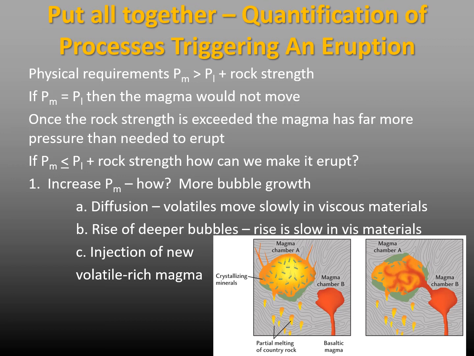What I have listed for B here is rise of deeper bubbles. So let's say you have lots of bubbles sort of evenly distributed in your magma. Over time, those bubbles are going to want to rise to the top of the magma chamber. Once they do that, the top of the magma chamber is hogging all the bubbles, and it becomes very low in density, and that will increase the pressure to move it upward. It increases its buoyancy.